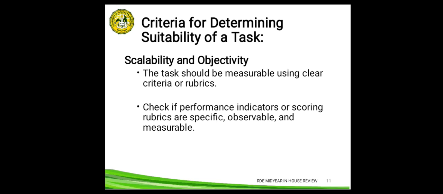So next, we have here the scalability and objectivity. The task should be measurable using clear criteria or rubrics, and to determine the suitability of the task, we should check if performance indicators or the scoring rubrics are specific, observable, and measurable. When we measure the task objectively using clear criteria, the rubric also ensures consistent scoring and can be applied across different class sizes or sections.